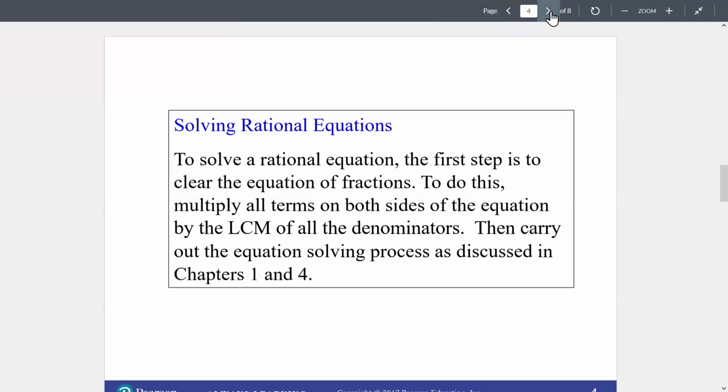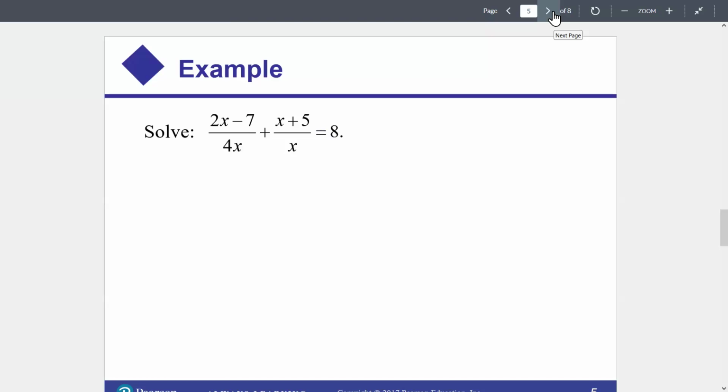So from there, we're going to carry out the equation solving process like we did with any kind of linear equation. There's just one thing we have to watch out for here, that we're going to get what we call extraneous solutions.